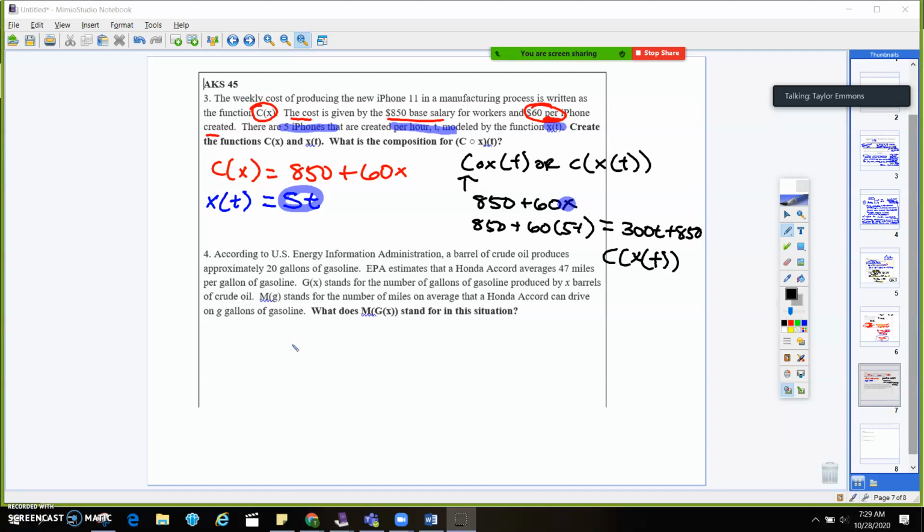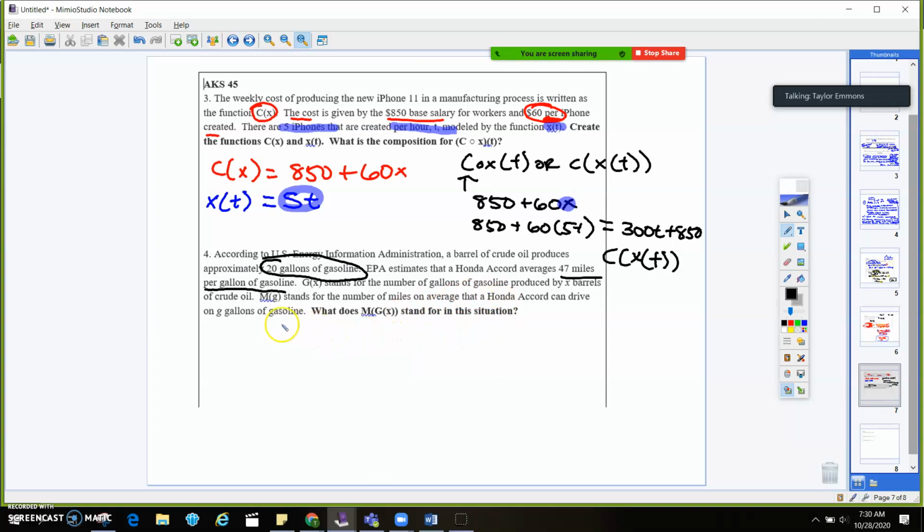All right, so it says, according to the U.S. Energy Information Administration, a barrel of crude oil produces approximately 20 gallons of gasoline. EPA estimates that a Honda Accord averages 47 miles per gallon of gasoline. G of x stands for the number of gallons of gas produced by x barrels of crude oil. M of g stands for the number of miles on average that a Honda Accord can drive on g gallons of gasoline. What does M of G of x stand for in this situation?